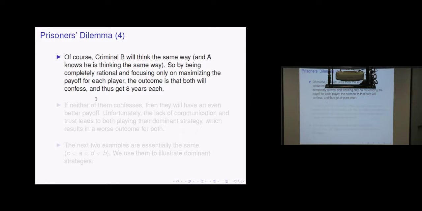Is the analysis clear? Of course, the other guy will reason the same way, because he is also rational. So by being completely rational and focusing only on maximizing the payoff for each player, the outcome is that both will confess. The result is they both get 8 years.